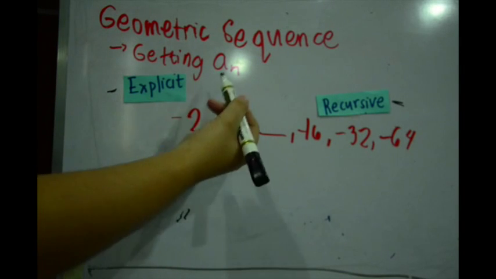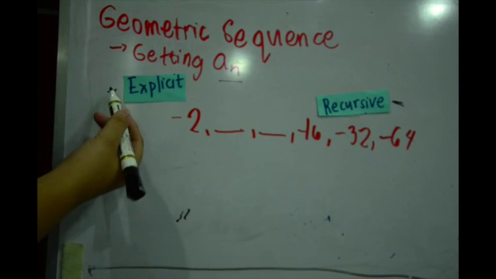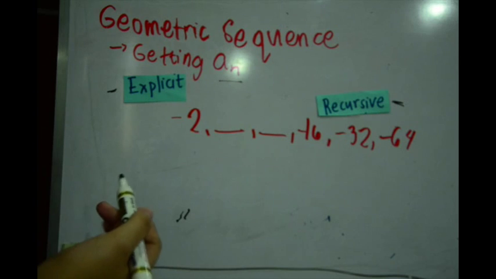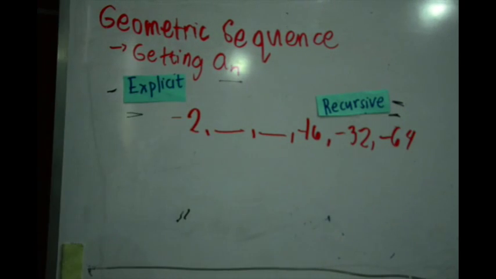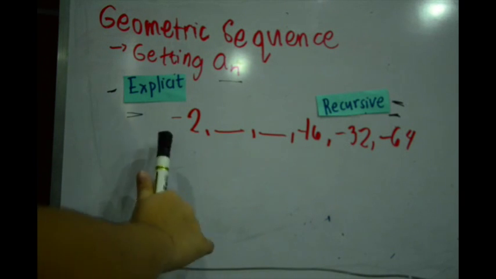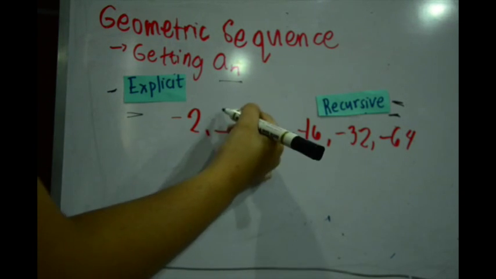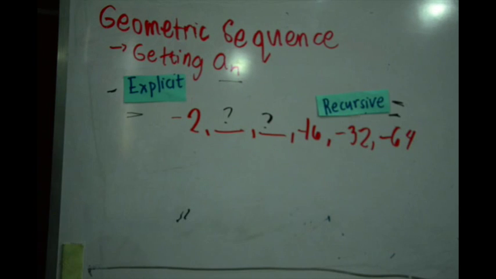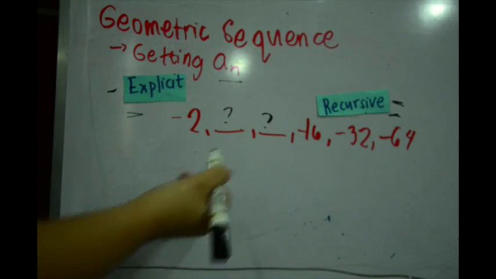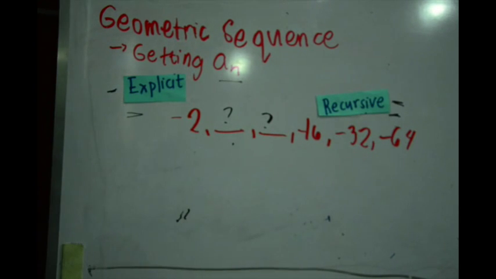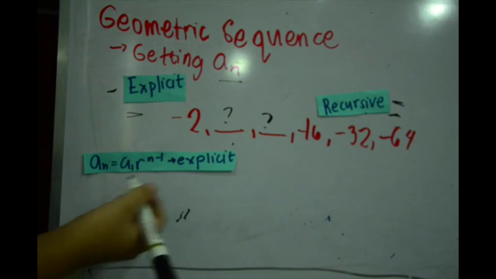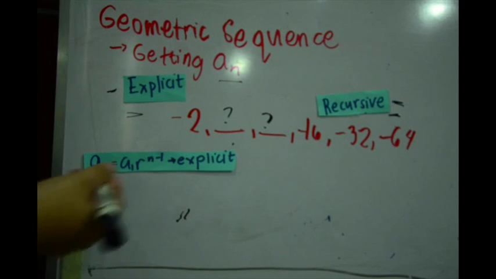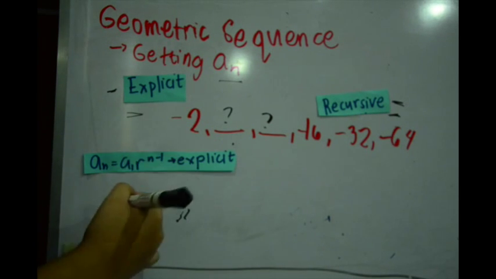In getting a sub n, we have two types of equations to use. Of course, just like the arithmetic sequence, we have the explicit and recursive formula. Now, given this sequence in which there are two missing terms, we're gonna use both equations to find the two missing terms. First up is the explicit formula. Now, this is the general term for the explicit formula. As you can see, our a sub 1 is -2.